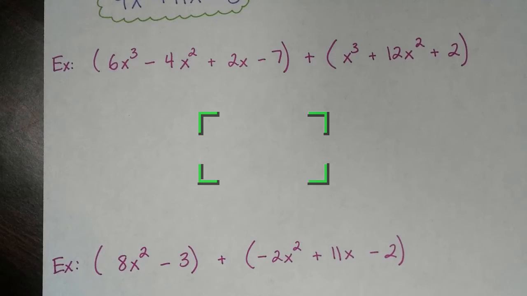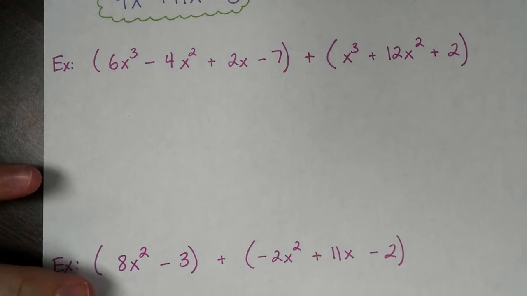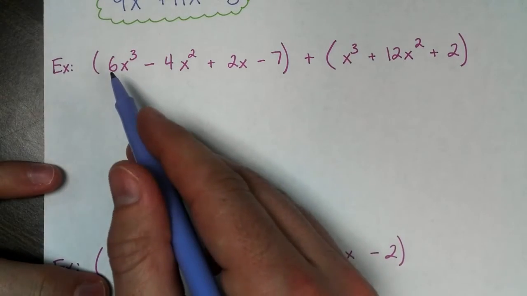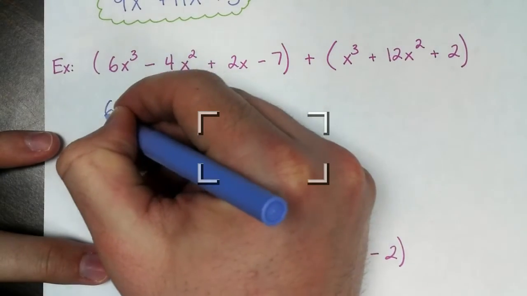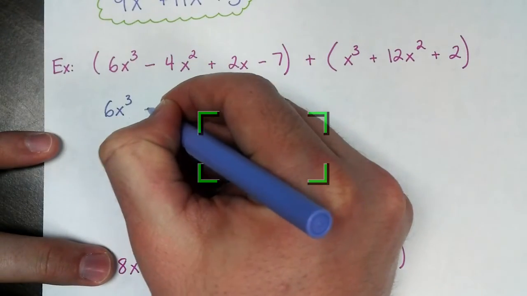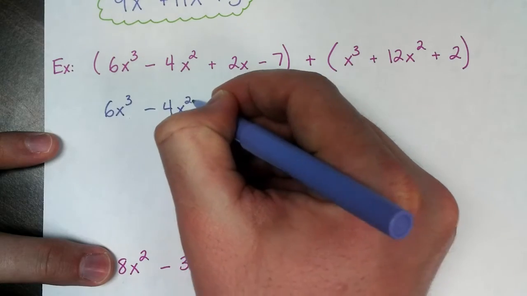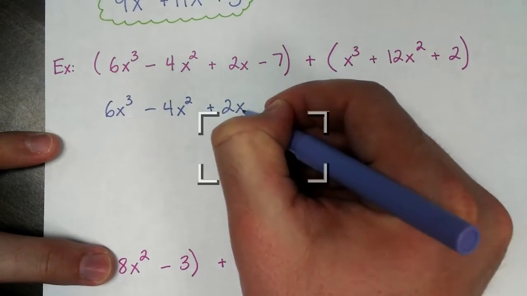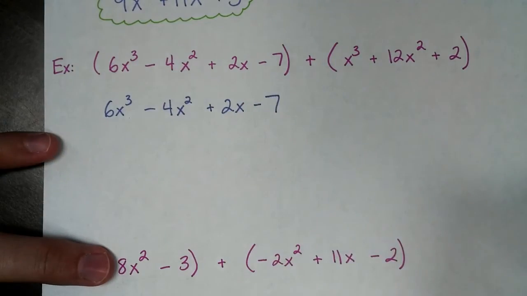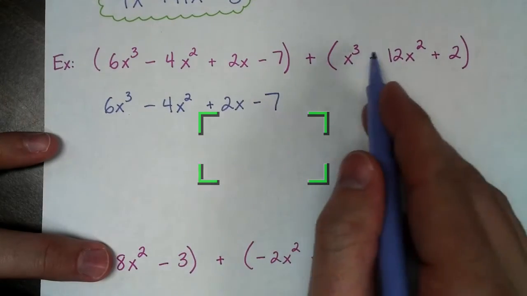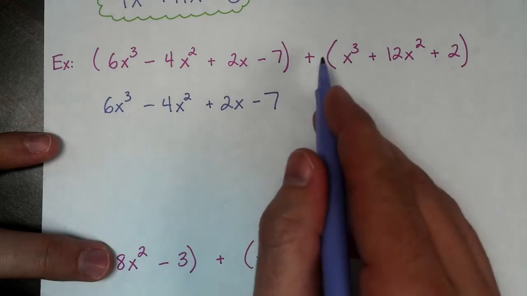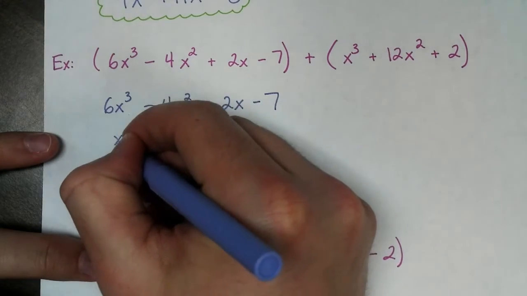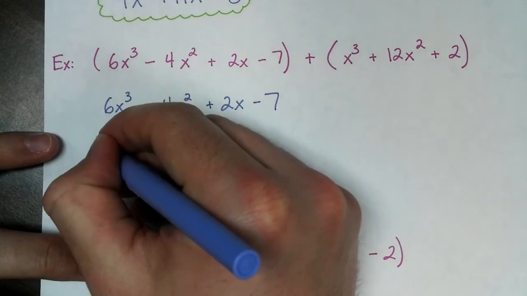I thought this might be a better example for those of y'all that thought that one was a little too easy. So again, there's an addition sign there, so let's go ahead and rewrite this again. So we have 6x to the third minus 4x squared plus 2x minus 7. Alright, now we're going to bring this polynomial underneath this one. So what goes with the 6x to the third? Well, the x to the third. That's positive, so we're going to add.